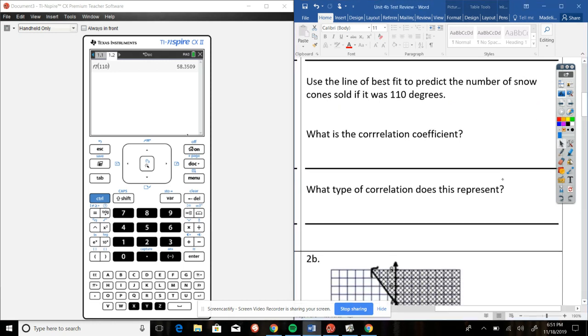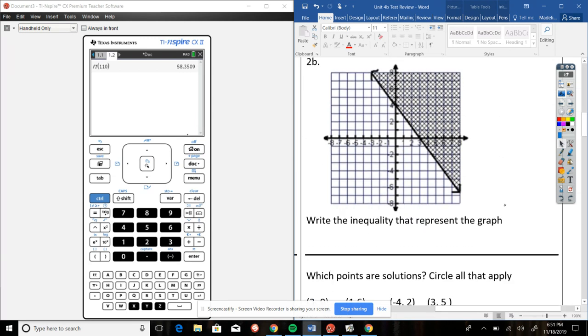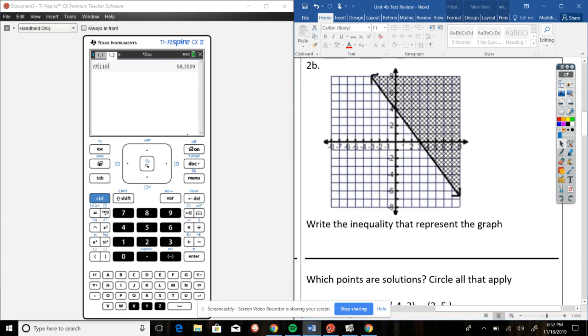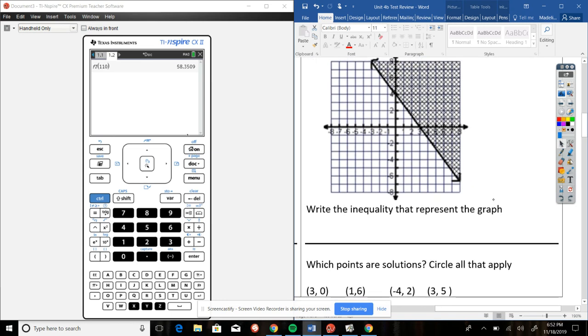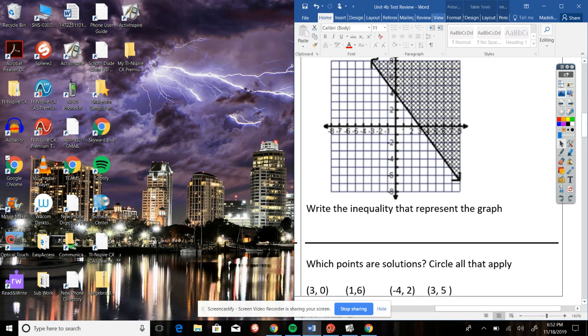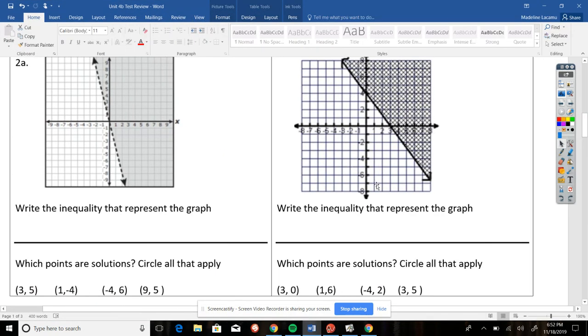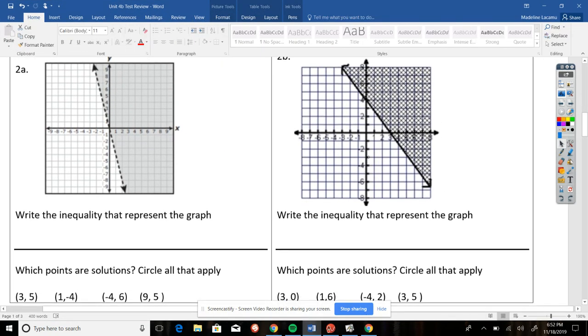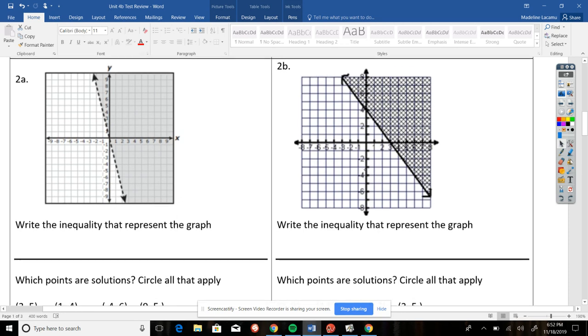All right, now let's go down to the next one. So 2B, it wants to know which inequality or write an inequality that represents the graph. So for now, we're done with the calculator. Don't need that. So we're going to go 2B.